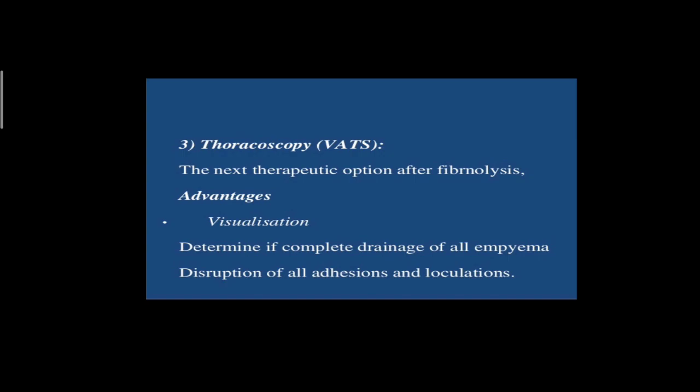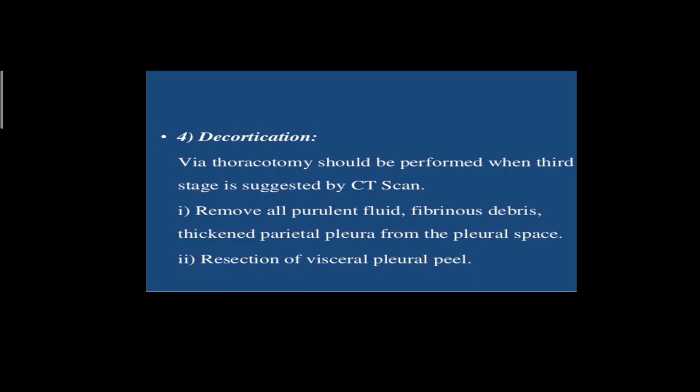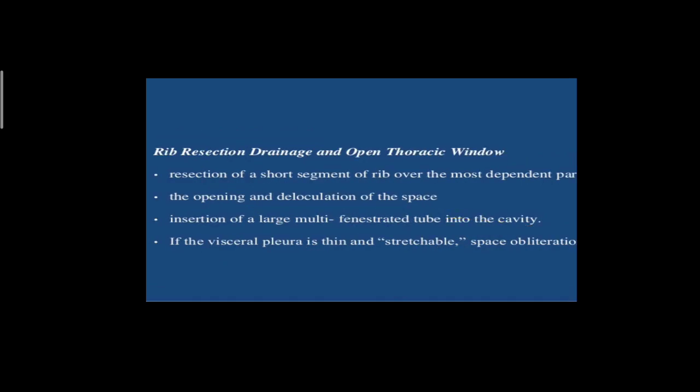The advantages of this are visualization, determining if there is complete drainage of all empyema, and disruption of all adhesions and loculations. Decortication of the lung and space filling by muscle transplants, or space collapse. Decortication via thoracotomy should be performed when the third stage is suggested by CT scan. We have to remove all purulent fluid, fibrinous debris, and thickened parietal pleura from the pleural space, and resect the visceral pleural peel. Rib resection, drainage, and open thoracic window.